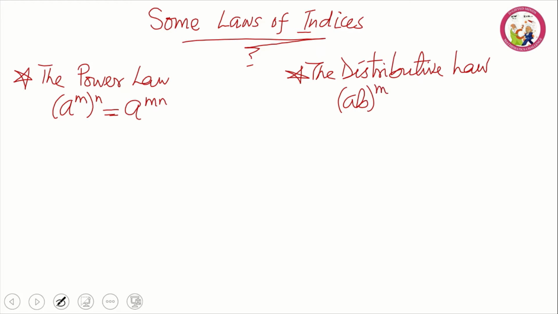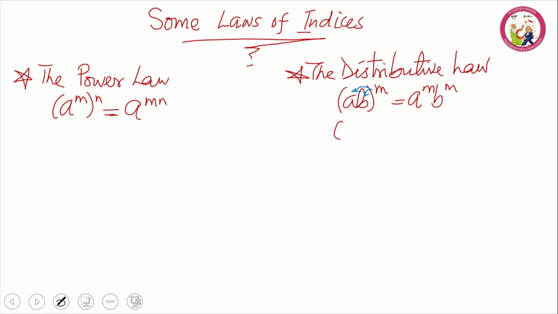Now by extension, when you have two terms in the bracket, say ab to the power of m, the power will be distributed. If you have the intention to simplify this further, it means you have to distribute the power so that you have this as a to the power of m times b to the power of m.